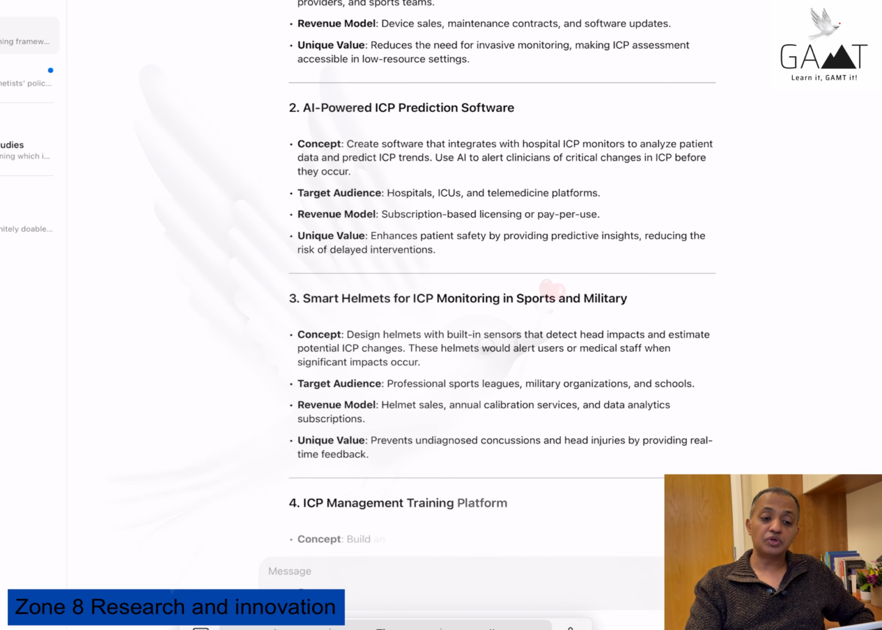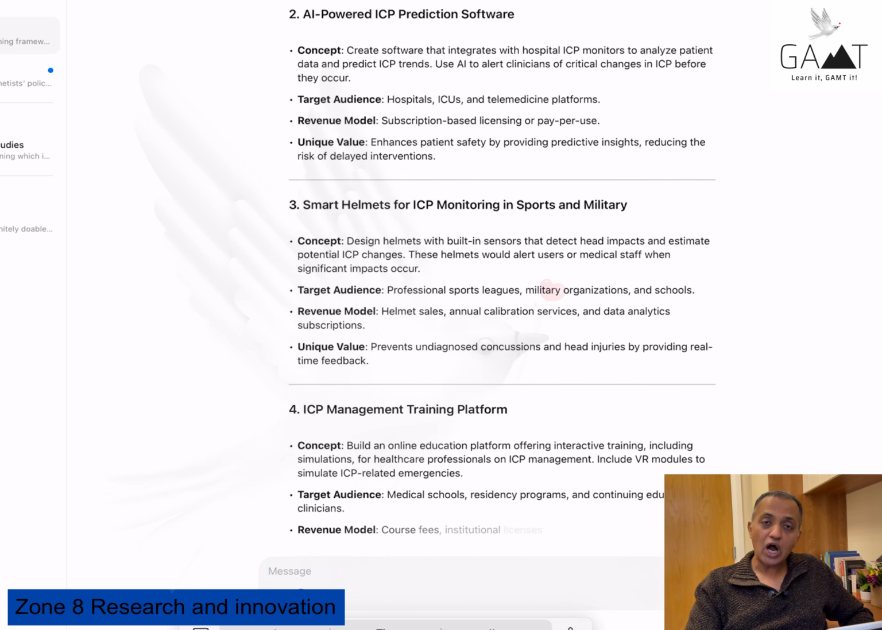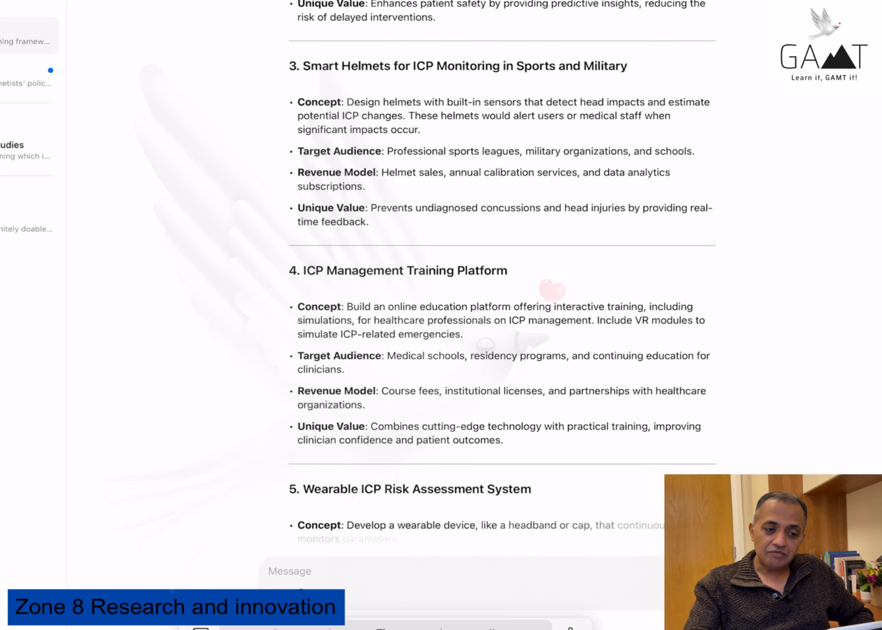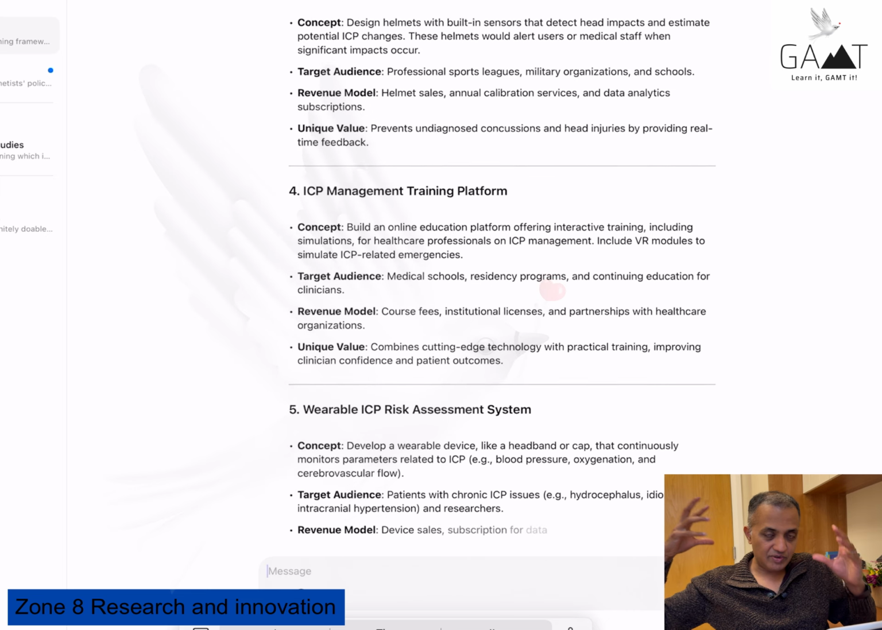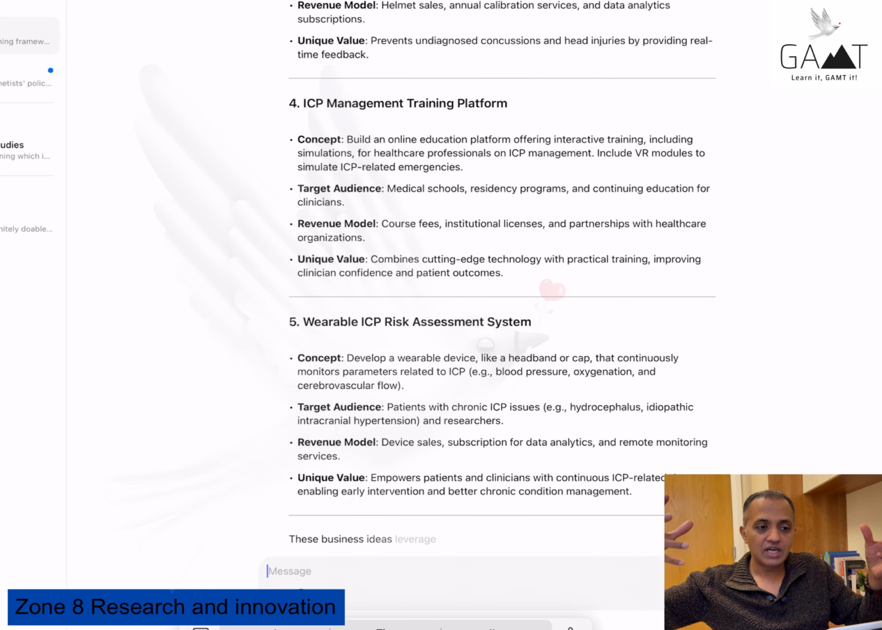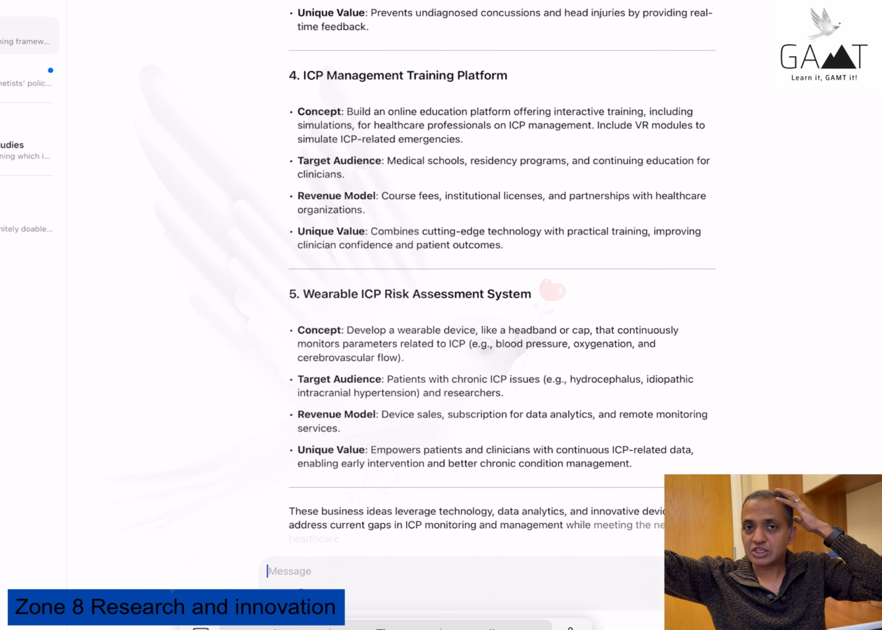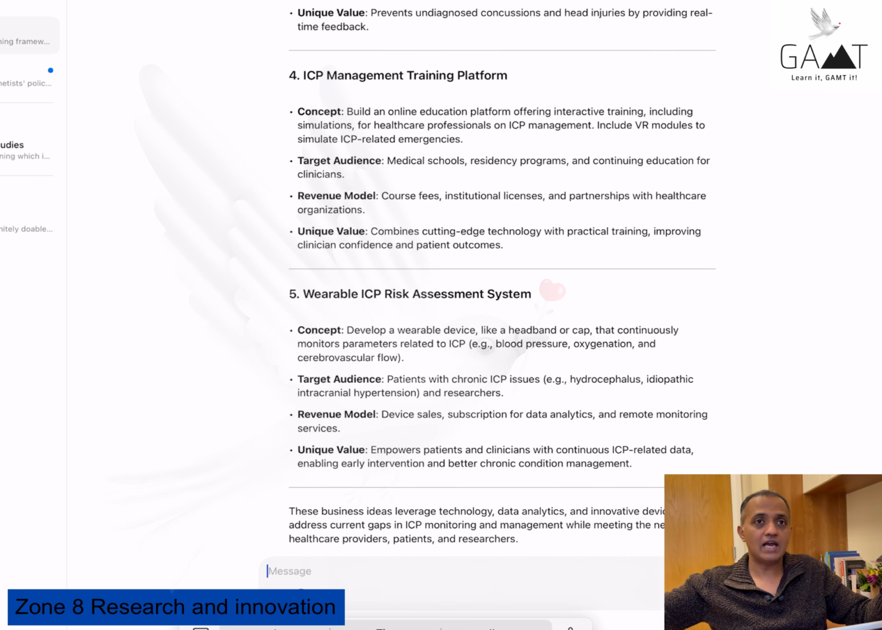Smart helmets for ICP monitoring. Sports and military. That's very interesting. How cool will it be? First you need to build a non-invasive ICP monitor. Then you can put a helmet with sensors, and when a significant change in the ICP happens during playing, it detects and warns the athlete, who can be taken off the pitch. Wow, that's cool. That's something there for you.